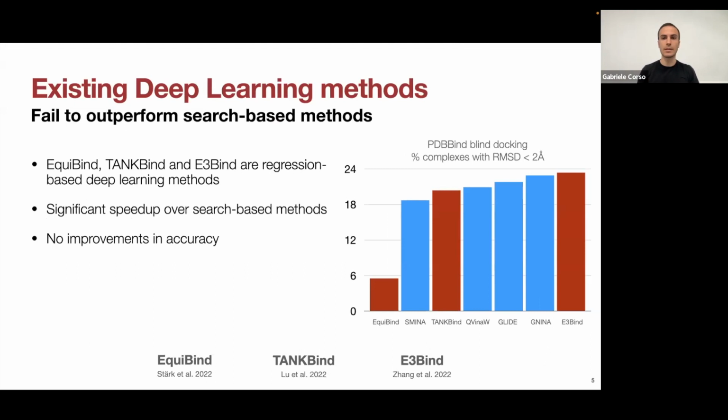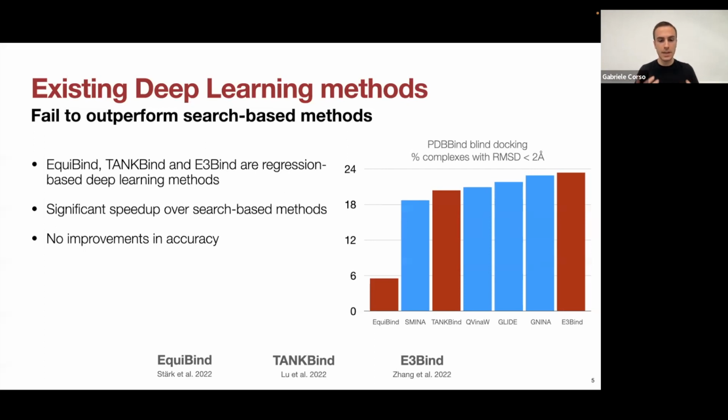So, deep learning methods, especially inspired by the success of AlphaFold, have tried to tackle this task using what we call a regression-based paradigm, and I'm going to talk a bit more about this later. This achieves significant speed-up over search-based methods because they can find the position with one step or very few steps, but they didn't really show any improvement in accuracy. So you can see on the right-hand side again in red the accuracy of these methods in comparison to the traditional methods.